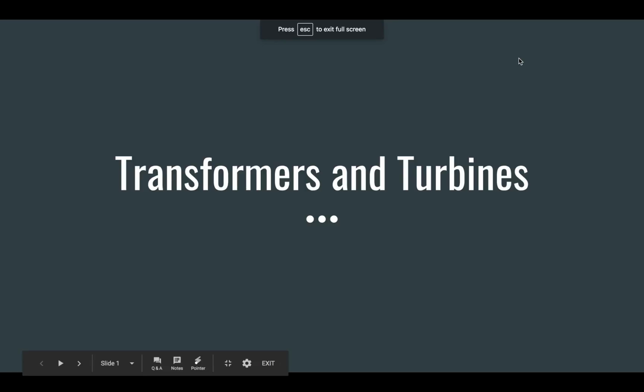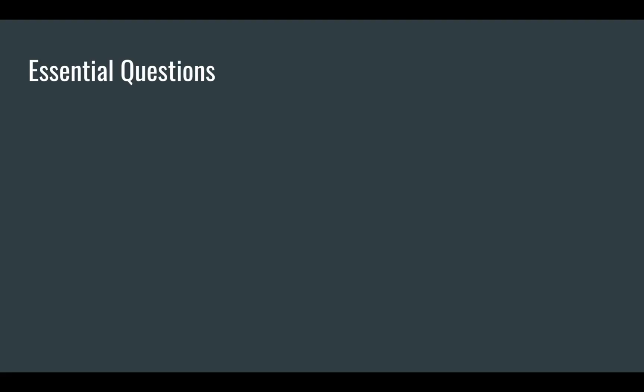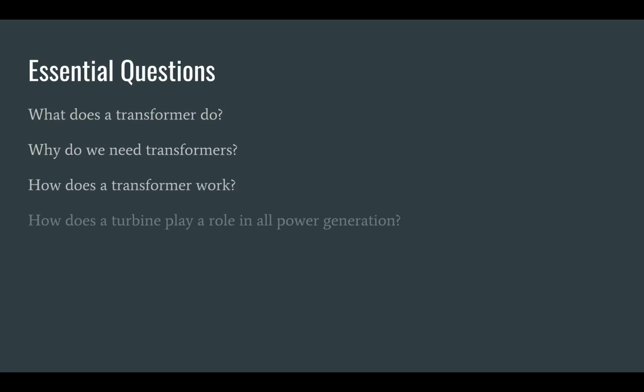For this lesson, we're going to talk about transformers and turbines. Our learning target is: I can describe how electrical energy is generated and transmitted throughout the US. Our essential questions are, what does a transformer do? Why do we need transformers? How does a transformer work? And how does a turbine play a role in power generation?